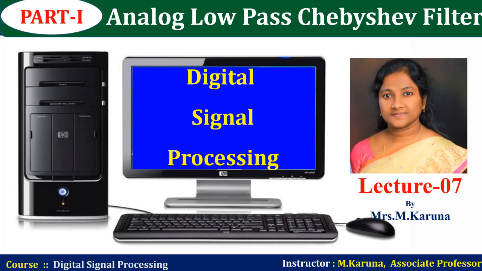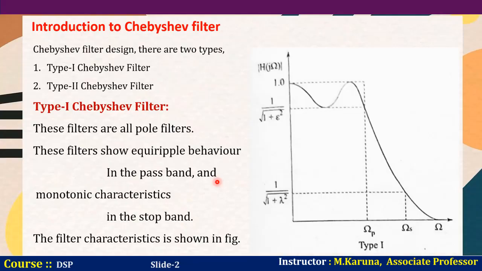In this video, we are concentrating on analog low pass Chebyshev filter. Introduction. Chebyshev filters are of two types: type 1 Chebyshev filter and type 2 Chebyshev filter. This is the characteristics of type 1 Chebyshev filter. These filters are all pole filters, and this filter shows equiripple behavior in the passband and monotonic behavior in the stop band.